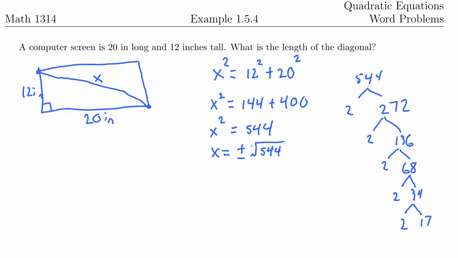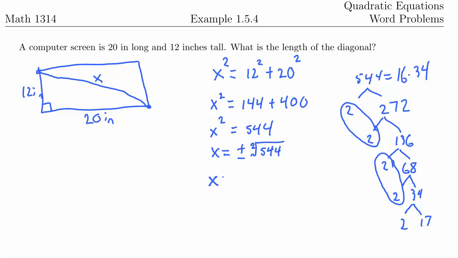Now, because I'm looking for, there's an understood 2 here, I'm looking for pairs. There's a pair of 2's. There's a pair of 2's. There are no more pairs of anything here. So multiply what is circled. 2 times 2 times 2 times 2. Well, that's 4 times 4. So that's 16 times 2 times 17 is 34. So 544 is the same thing as 16 times 34.